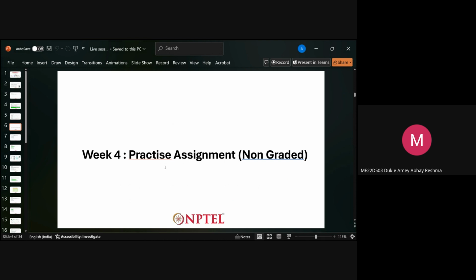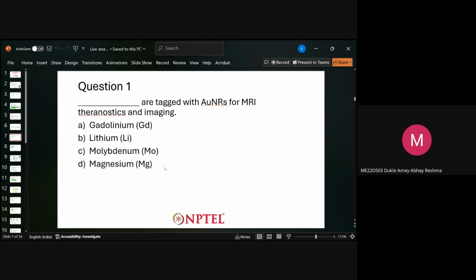Let's not waste time and let's start with the practice assignment for the fourth week. So the question is: dash is tagged with AuNRs, that is gold nanoparticles for MRI, theranostics, and imaging. The elements are given here: gadolinium, that is Gd, lithium Li, molybdenum Mo, or magnesium Mg. So, any guesses? So, yeah, the answer is gadolinium.